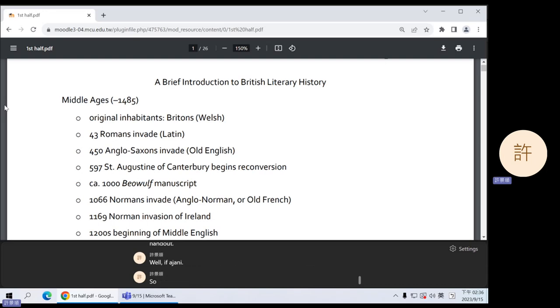So the first people to live in what is today known as the United Kingdom or England are the Welsh people, right? Today, the United Kingdom has four parts, right? England, Scotland, Wales, and Northern Ireland. The original inhabitants were Welsh. And they are known as the Britons. And that's why the adjective of England is sometimes British. It comes from this name for the original inhabitants.